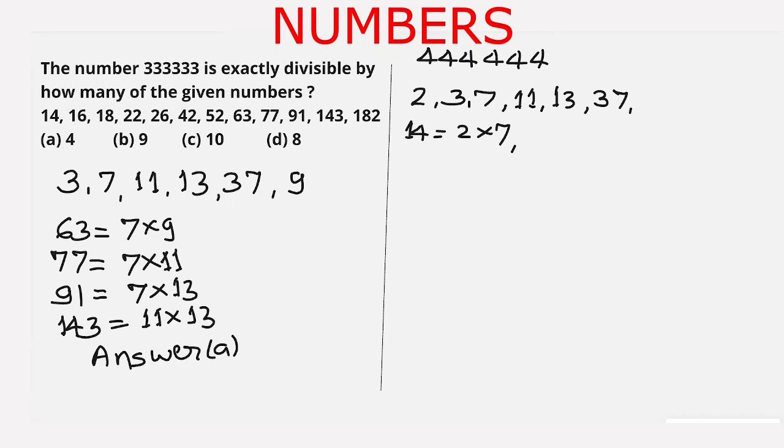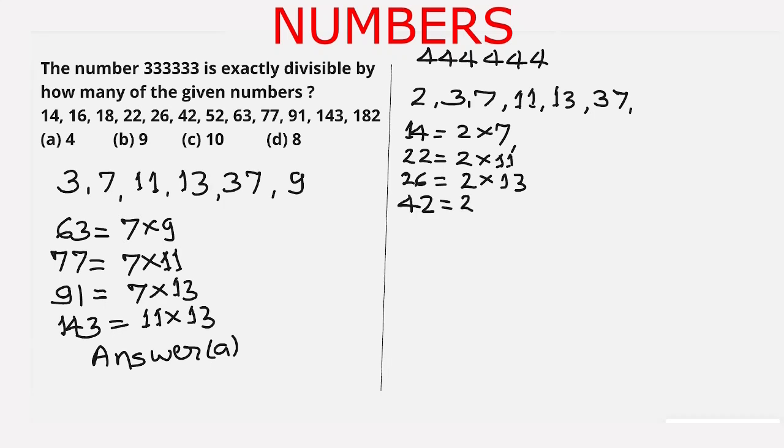Then the next number is 18. It is not divisible by 18 because it is not divisible by 9. Now the next number is 22. 22 is a multiple of 2 and 11, and as the given number is divisible by 2 as well as by 11, it is divisible by 22. The next number is 26, and this number is divisible by 2 as well as by 13, so it is divisible by 26.